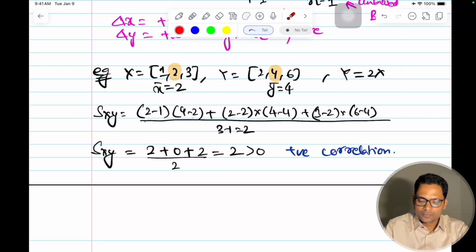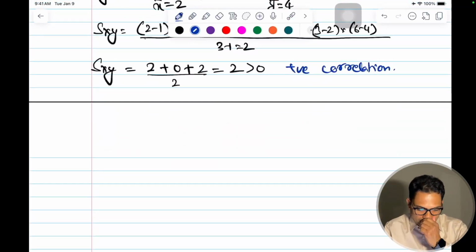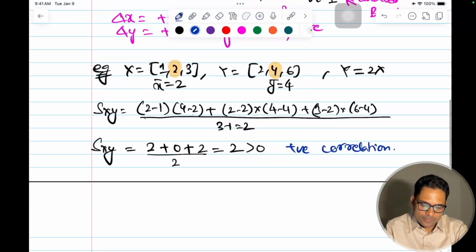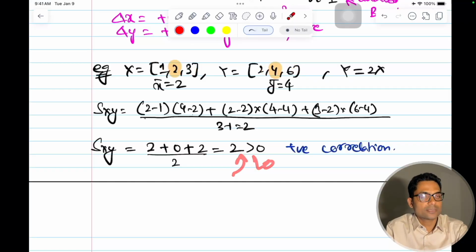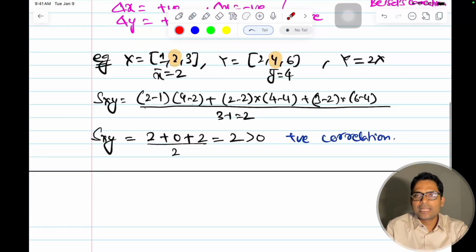So this is scale dependent. If the numbers were high, say for example, if I increase the numbers 10 times, 10, 20, 30 and 20, 40, 60 like this, then this will become 20 times larger. So you can do the maths. If I change these numbers, the scale will increase. So this is dependent on scale.